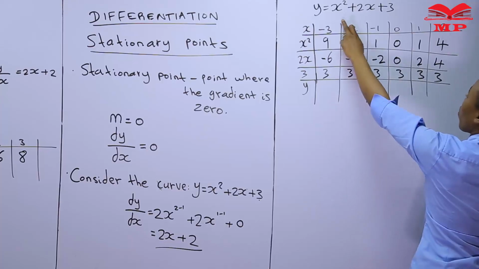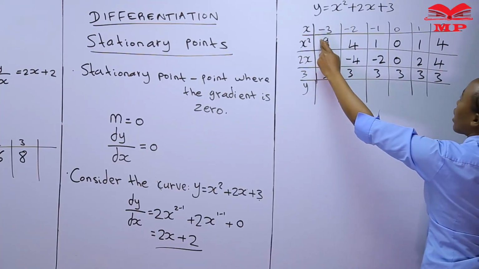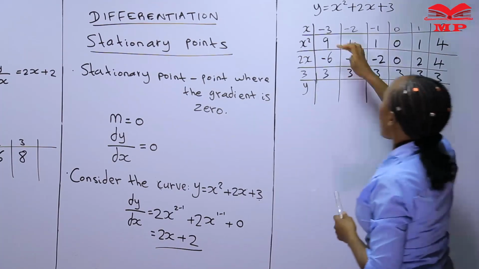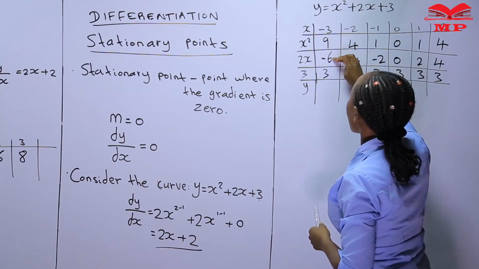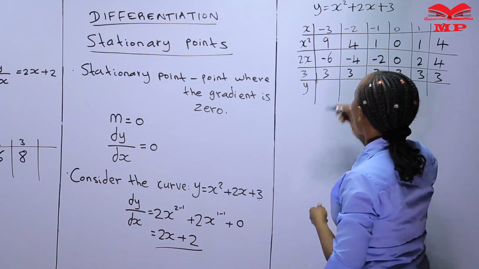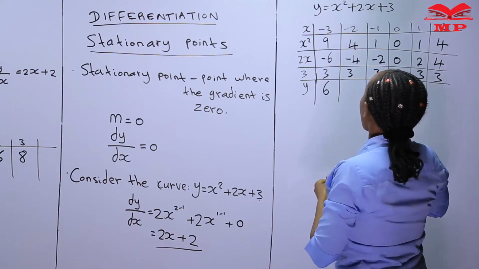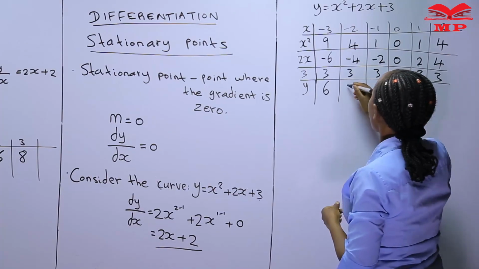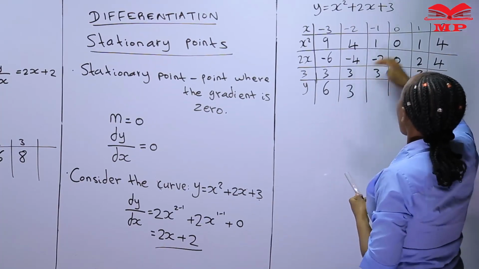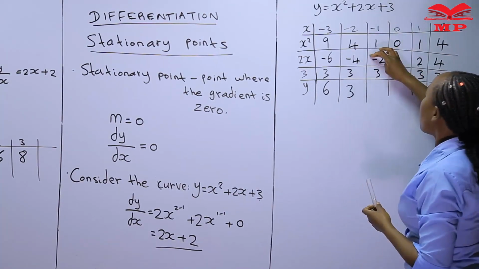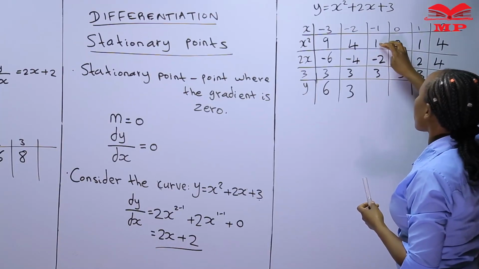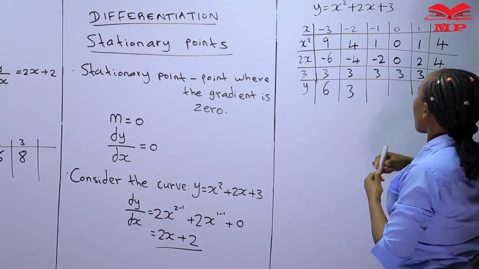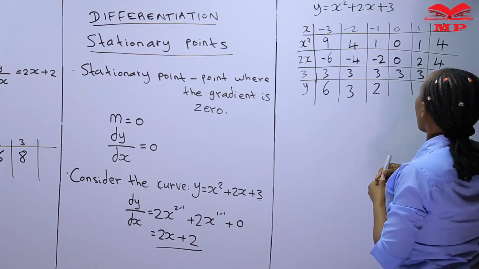So when we want to get the values of y, we take x squared plus 2x plus 3. So we have 9 plus negative 6, that is 3, plus 3, we have 6. Then we have 4 plus negative 4, that is 0, plus 3, 3. Here we have 1, then plus negative 2, it's the same as 1 minus 2, that is negative 1. Negative 1 plus 3, we have 2.